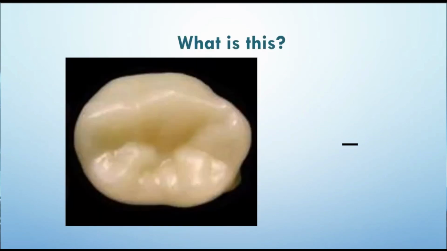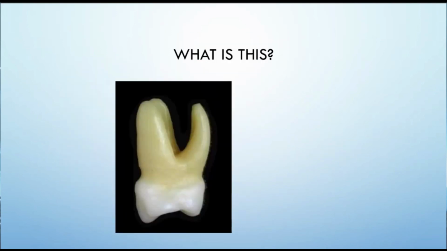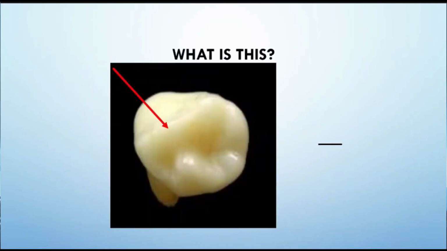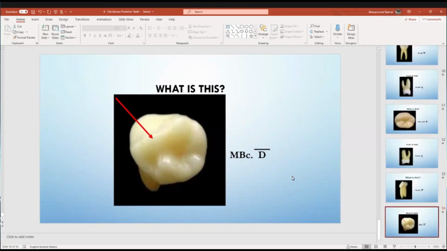Mesial surface of the upper D. This is the occlusal surface of the lower E. Distal surface of the upper D. This is, I think, the mesial surface of the lower E. Mesial surface of the lower D. Sorry, no, this should be E, not D. I'm sorry, there is a mistake here. I'll change it. What is this? This is the occlusal surface of the lower E. You see the very big bulging area here. D. So this was about the deciduous molars.